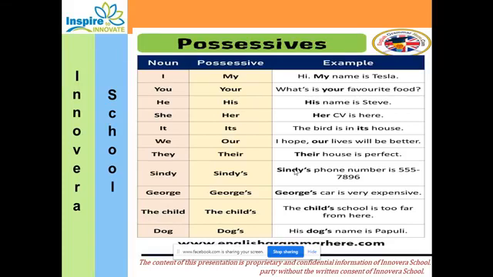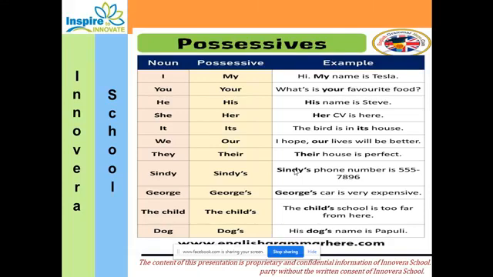What is the possessive pronoun? Its. I hope our lives will be better. What is the possessive here? Our. Their house is perfect. Whose house is perfect? Their. Possessive. Okay?